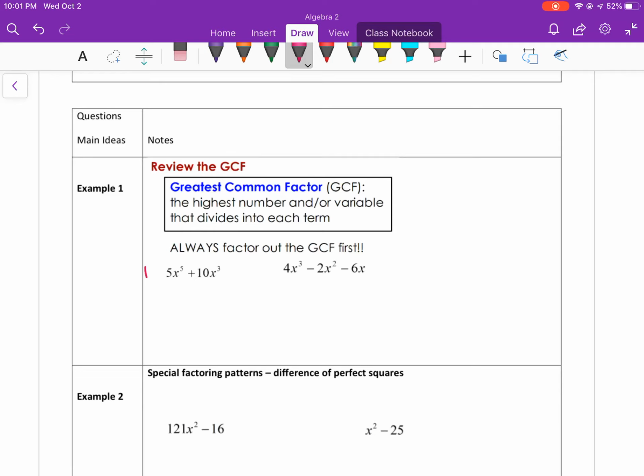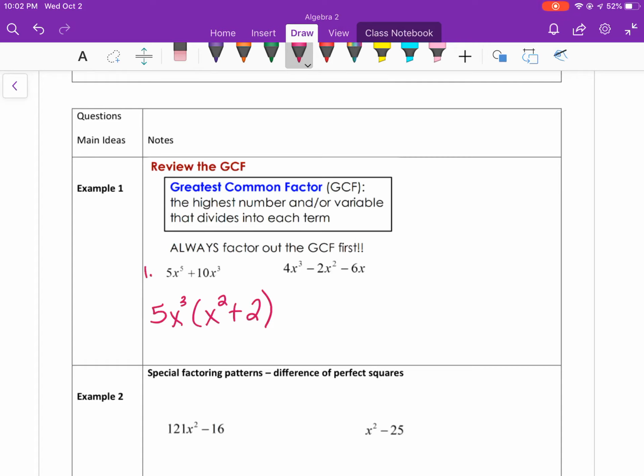So in the first example right here, 5 and 10 are both divisible by 5, so I can take out a 5. And x to the fifth and x to the third, I can take out just 3 x's. So x to the third is the highest that I can take out, which means I'm dividing each term by 5x to the third. So there would just be a 1x squared left in the first term, and 10x to the third divided by 5x cubed would be 2, and the x's would simplify to 1. So that's the first one.